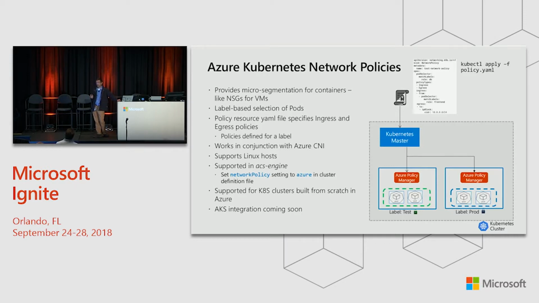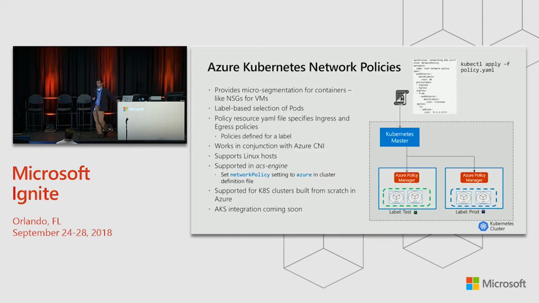A few things to note about our implementation. The first is that it works in conjunction with the CNI, the Azure CNI. So while Azure CNI goes and provides connectivity to all the containers, we go and provision policies through the Azure Policy Manager. The Policy Manager actually goes and sets up IP table rules in the kernel so that the filtering can happen. So today we support only Linux hosts.